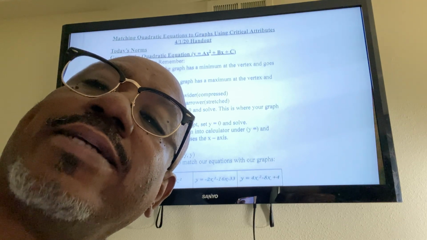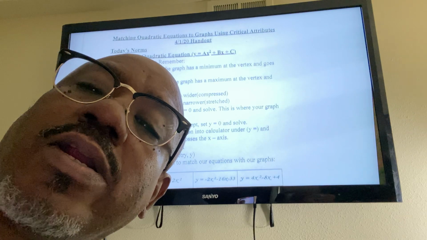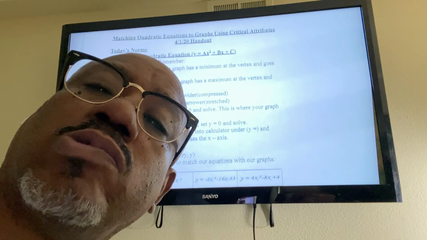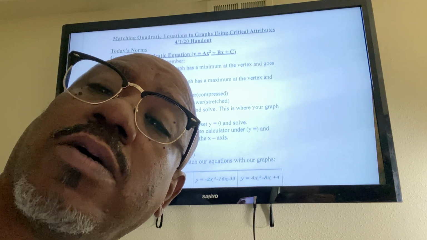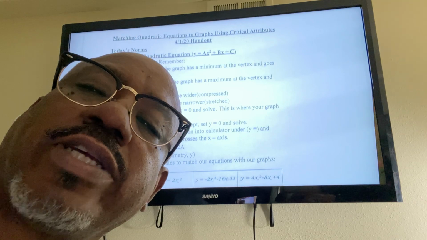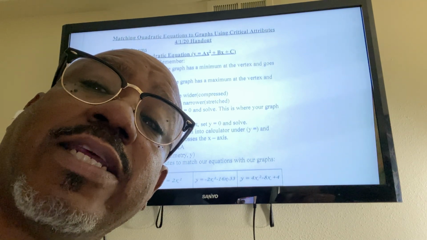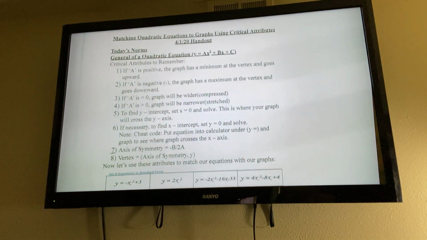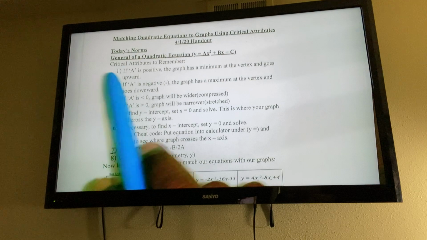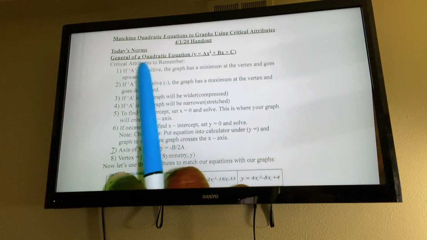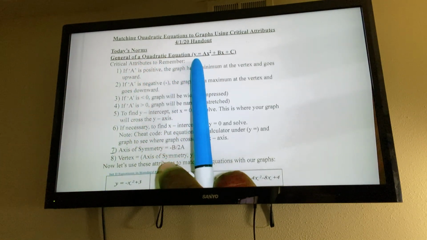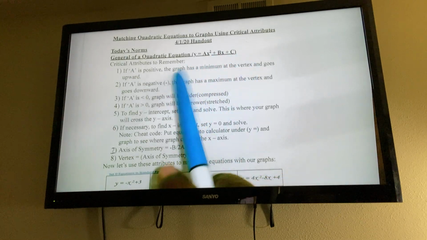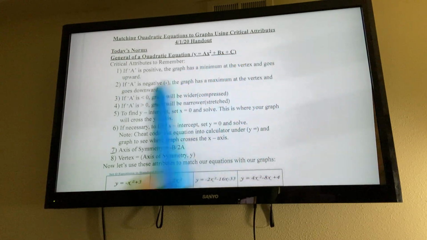Today, we're going to be matching graphs of parabolas to quadratic equations. I'm going to show you a few tricks, but first, let's get into the norms. First, we need to see the general form of a quadratic equation, y equals ax squared plus bx plus c, where a, b, and c are coefficients.